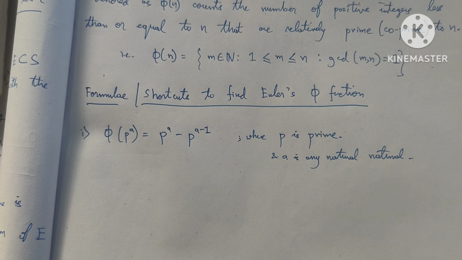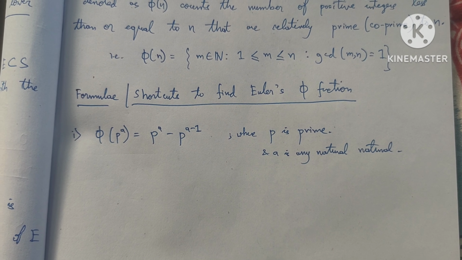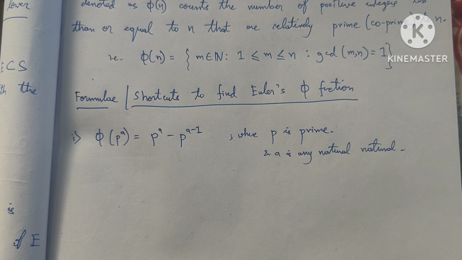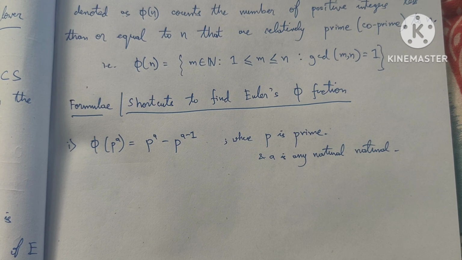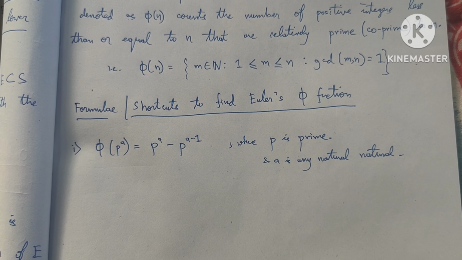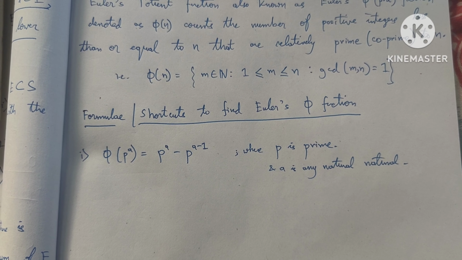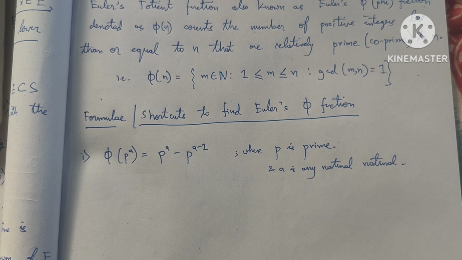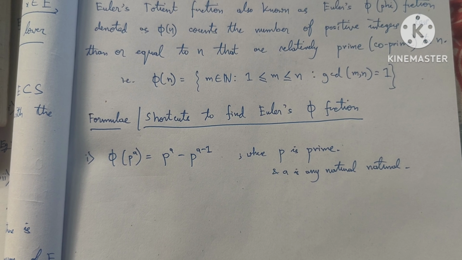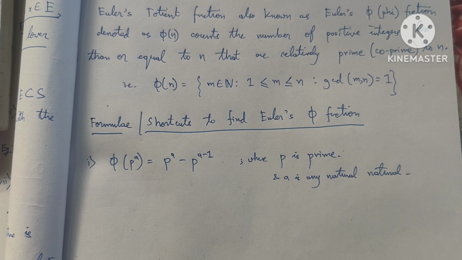First one is for prime numbers. If we have a prime number power, then the formula of Euler's phi function will be phi of p to the power a equals p to the power a minus p to the power a minus 1, where p is prime and a is any natural number.